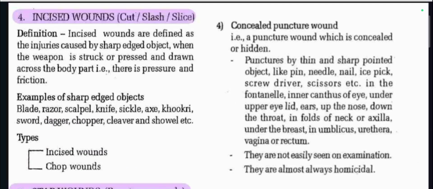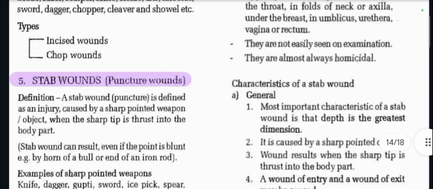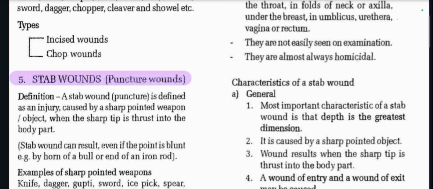Concealed puncture wound: a puncture wound which is concealed or hidden. Punctures may be caused by thin and sharp pointed objects like pin, needle, nail, ice pick, etc. In the fontanelle, inner canthus of eye, under upper eyelid, ears, up the nose, down the throat, in folds of neck or axilla, under the breast, in umbilicus, urethra, vagina, or rectum. So these are the examples of hidden puncture wounds. They are not easily seen on examination and they are almost always homicidal.